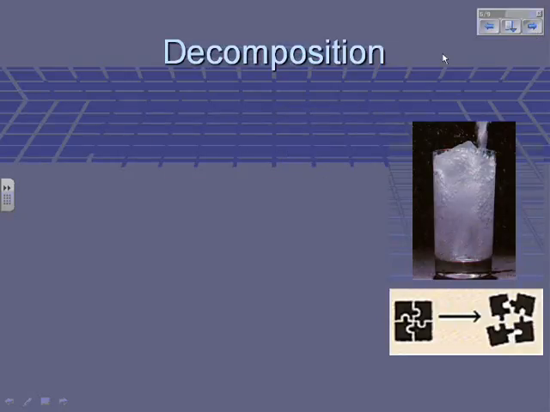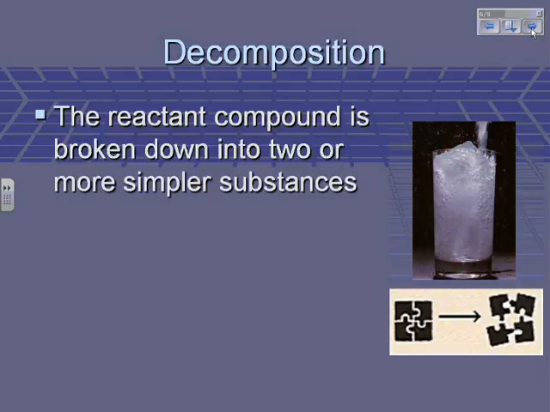Next, once again, because you know English, you probably could guess what's going to happen here. Decomposition reaction. A reactant compound is broken down into two or more simpler substances. Okay? So we're taking things that are complex, like a finished puzzle, and tearing it down into the pieces that made it up. It doesn't necessarily have to break it all the way down to elements, but we're taking something big and making it into something small.